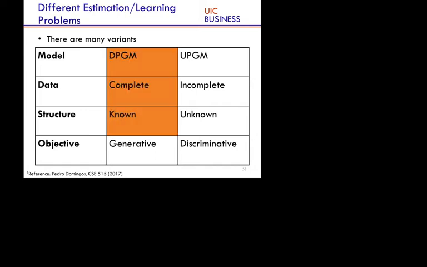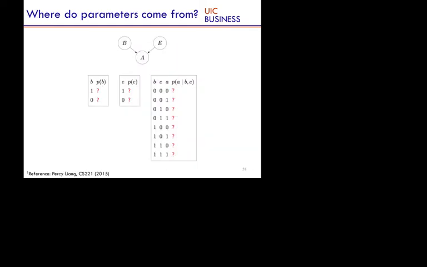Okay. So let's look at the first variant. Let's say we have a directed graphical model, we have full data, and we know the structure. We just want to fill in those factors or the conditional probability tables. This is going to be quite simple. Let's go through an example. Let's say we have a directed graph which has 3 random variables. What do we need to learn? We need to learn this number, this number, this number, and all these numbers. That's the learning problem.